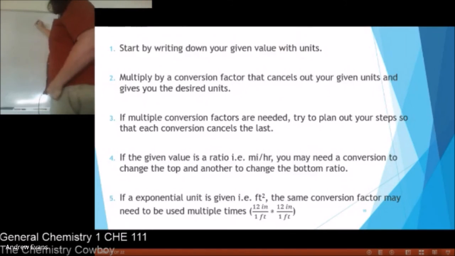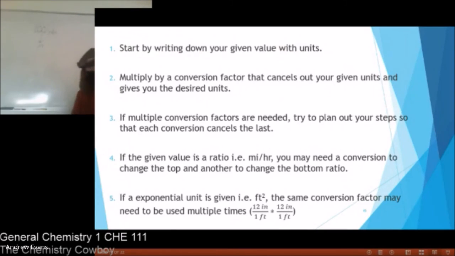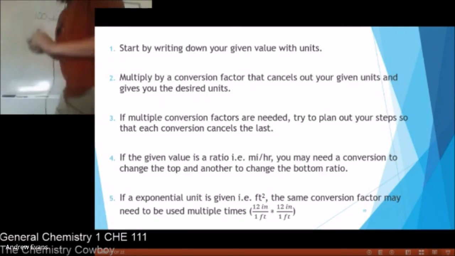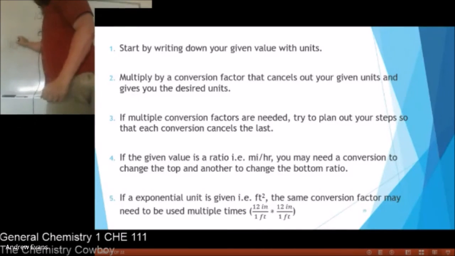We start right at 100. Let's see if my other marker is any better. Yeah, a little 100 yards, and we want to go to meters. So no matter what, we're going to start by writing down our given value, including its units. So we start with 100 yards. Now we're going to start using conversions to get this to meters.